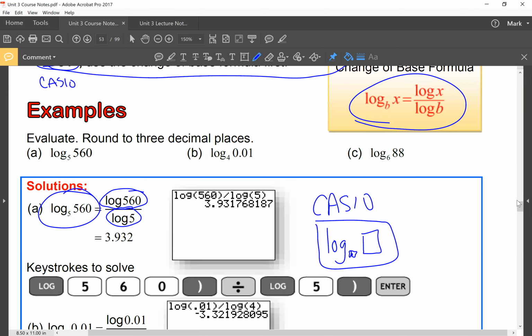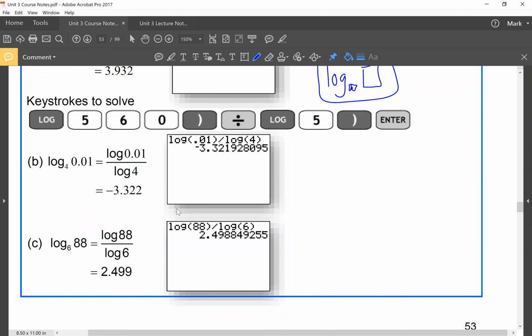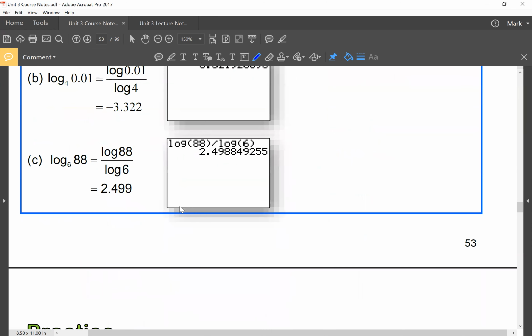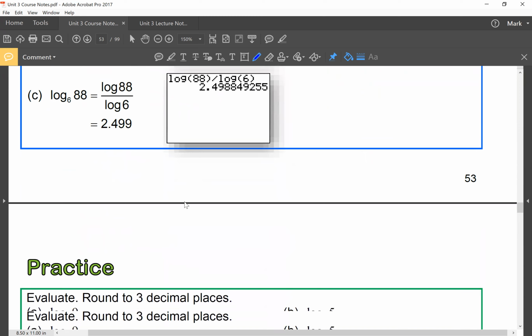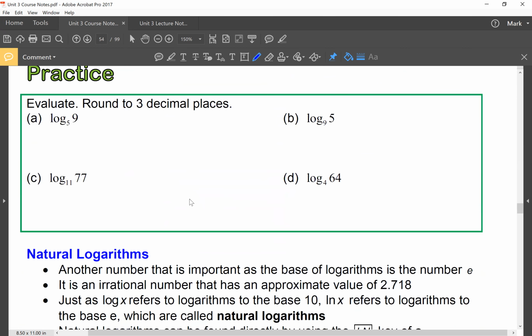So yeah, I mean, this is, again, very easy. These are worth marks on your test tomorrow, and all it is is how to enter numbers in on your calculator. So like 2 minutes, I'll be done, guys. Log 5 to the 9. When I put this into my calculator, I will get 1.365.